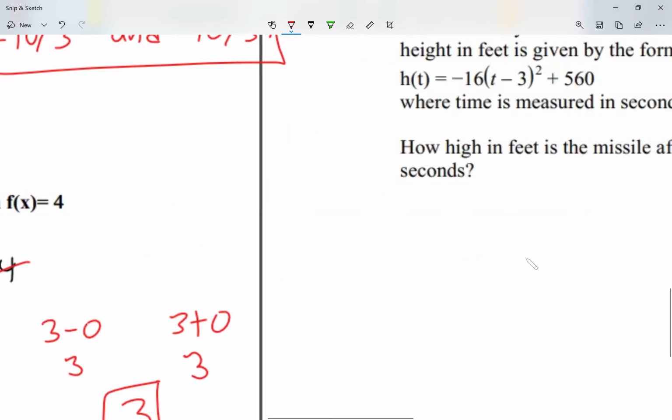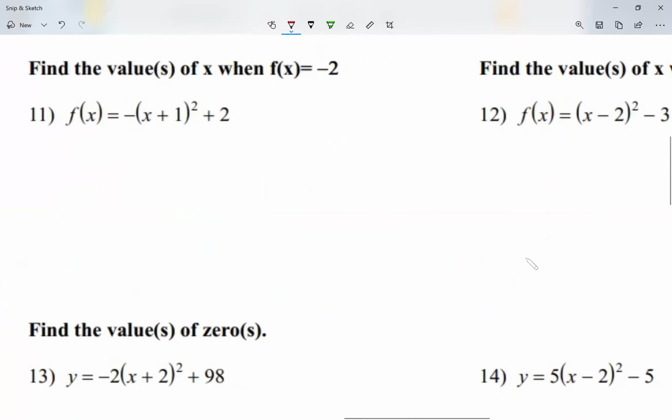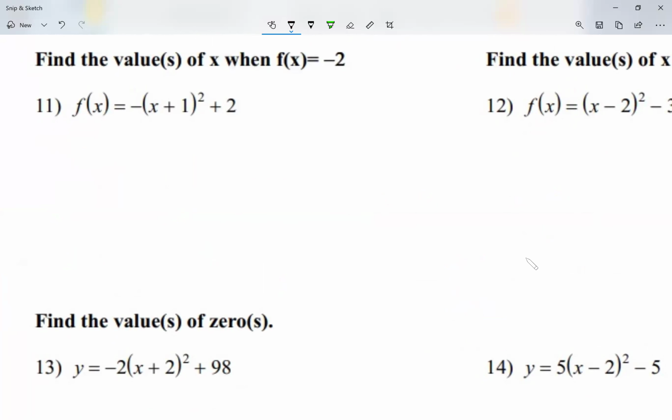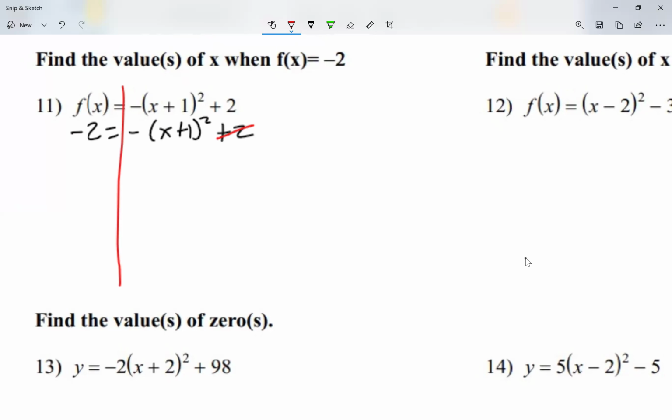Let's flip the page. Let's take a look at question number 11. Find the value of x when f of x equals negative 2. So let me rewrite this as negative 2 equals, there's a negative sign, x plus 1 all squared plus 2. Remember, I'm going to separate them through the equal sign. It is plus 2 at the end. I'm going to get rid of it, and I'm going to move it to the left side as a minus 2. So that gives me negative 4 is equal to negative, and then the x plus 1 whole squared.